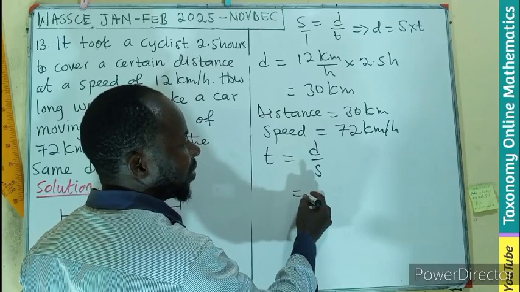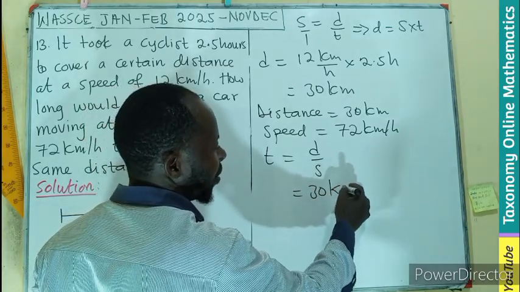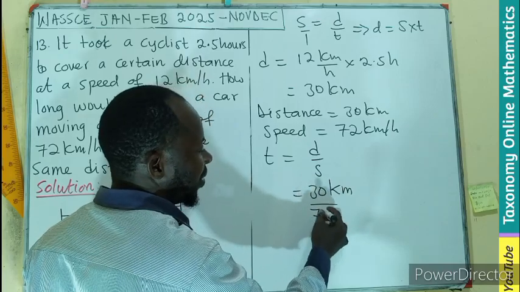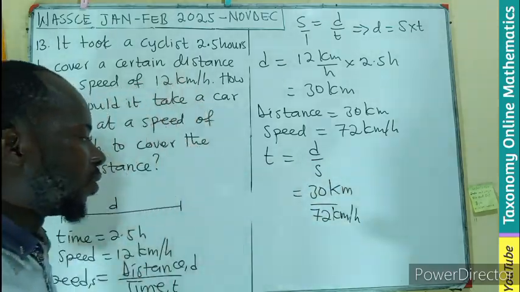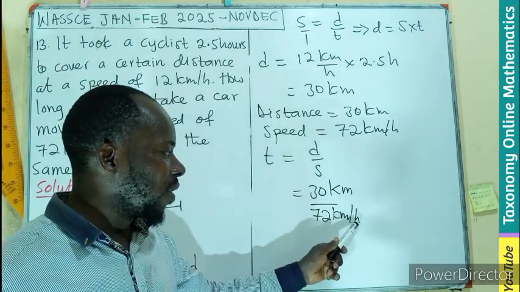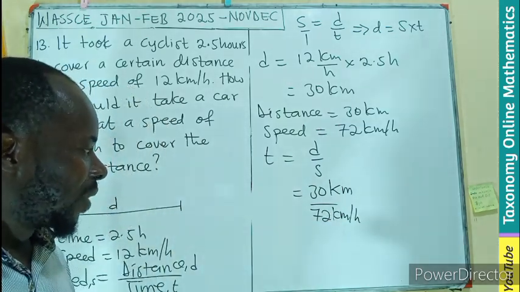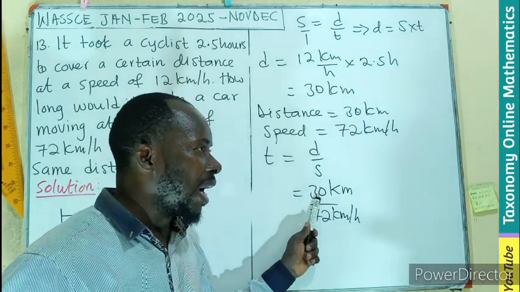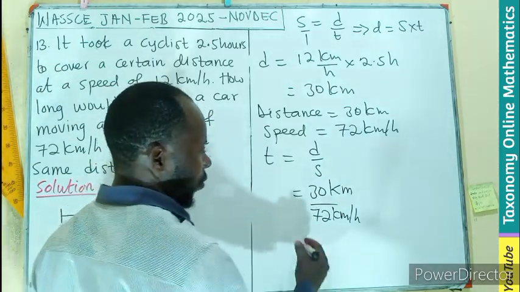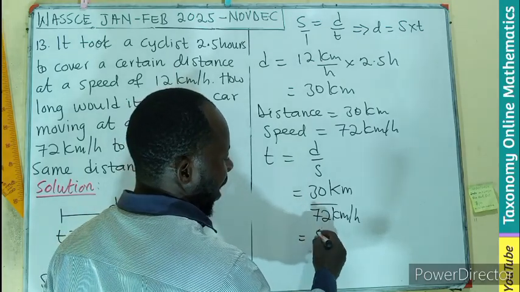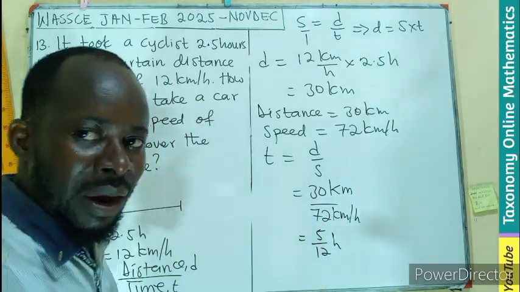And what is the distance? 30 kilometers divided by 72 kilometers per hour. So therefore, the kilometers will cancel, the hour will go up. So in that cancellation, I can see that 6 can go here, 5, 6 can go here, 12. So I should be having 5 on 12 hours. Now, this is the answer.